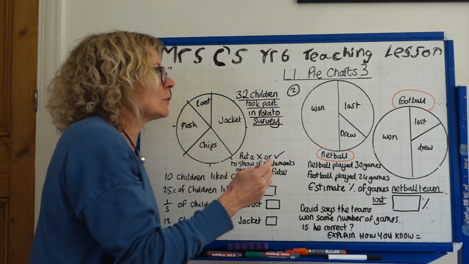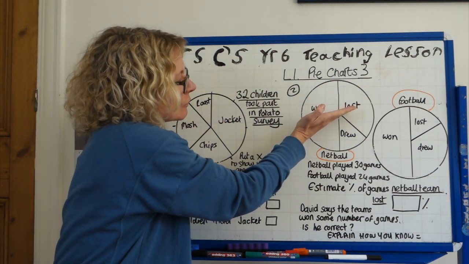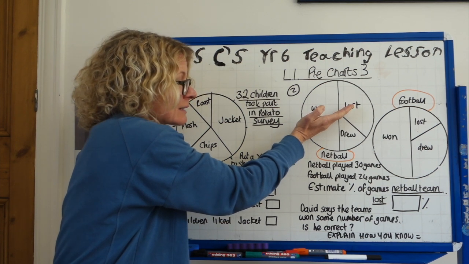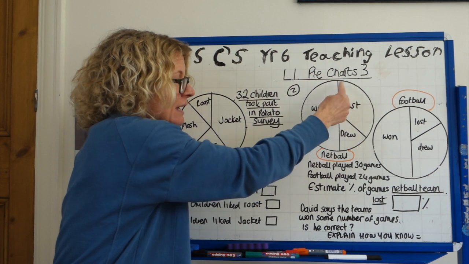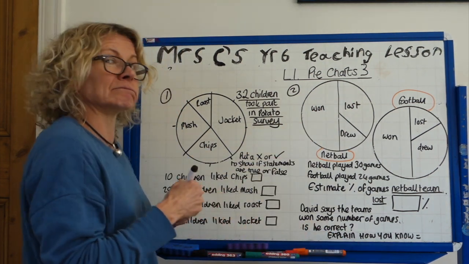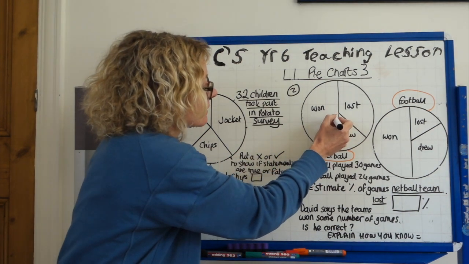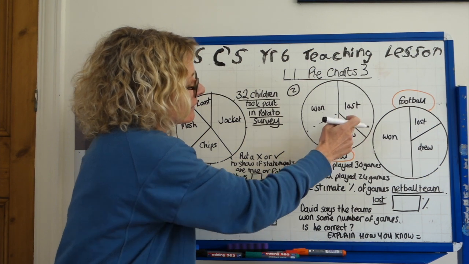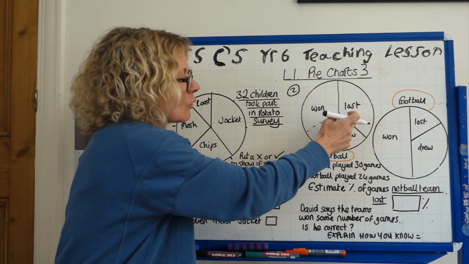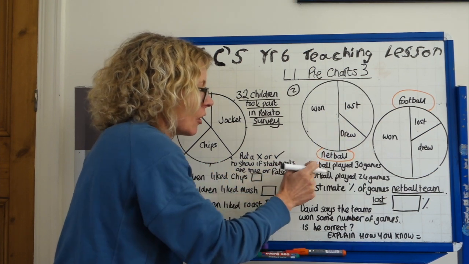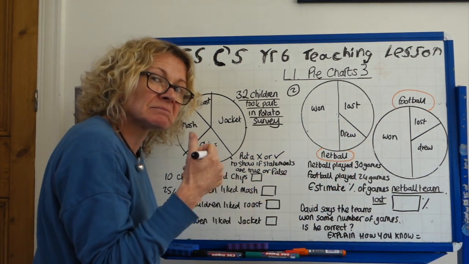Think about what fraction of that pie the lost section represents as a fraction. Let me just do this. What does it look like? You're only estimating. What does that fraction look like, and what is that of 30?